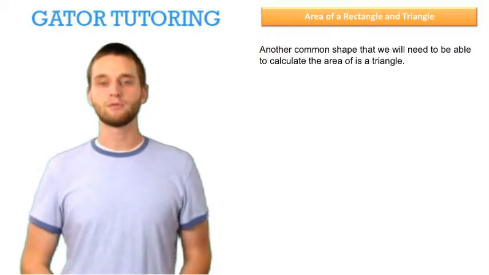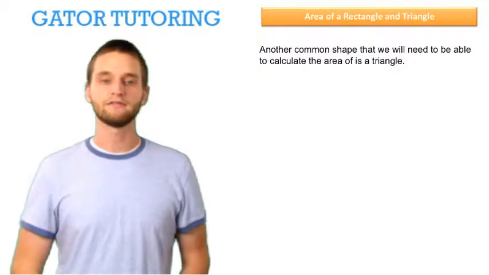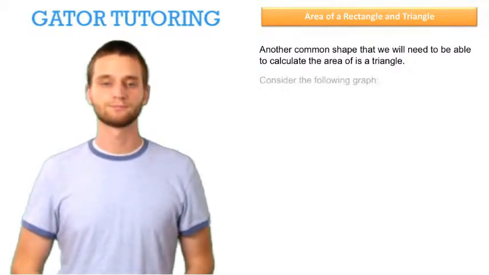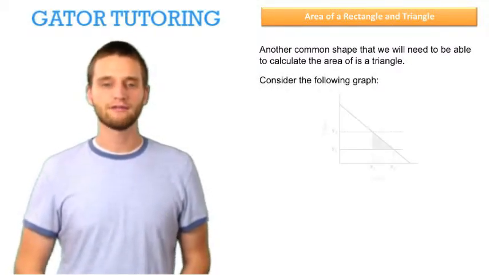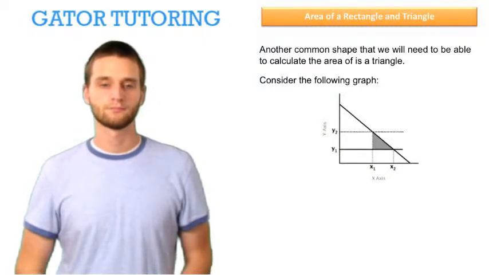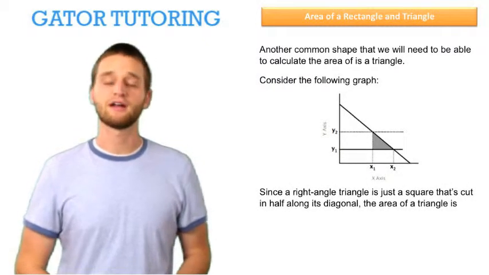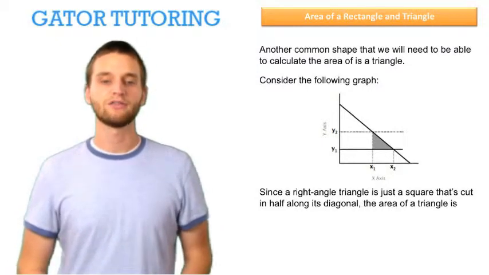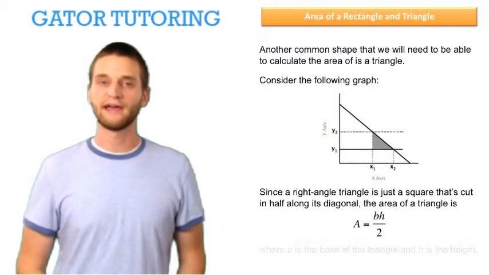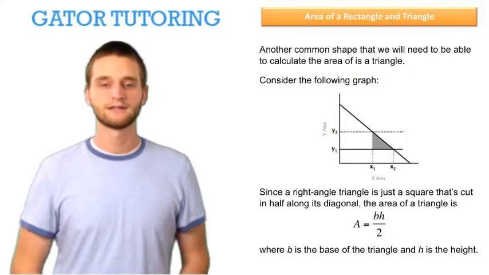Another common shape that we will need to be able to find the area of is a triangle. Consider the following graph. Since a right-angled triangle is just a square that's cut in half along its diagonal, the area of a triangle is 1/2 base times height.